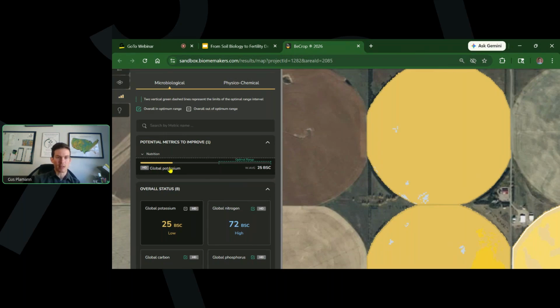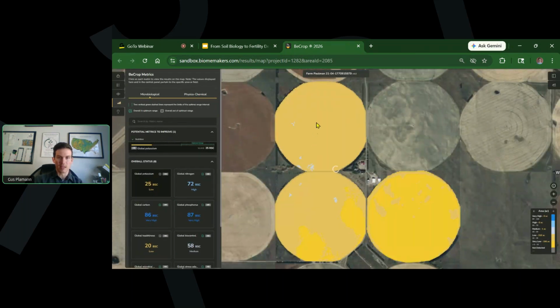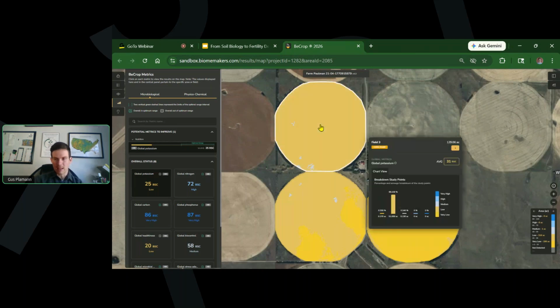So in this case, what stands out is the global potassium index. So again, that's looking at the overall microbial ability to cycle and unlock potassium, and that scored 25 out of 100. So sort of in that lower tier of the Biomaker's database with a score of 25. And when we look at the field, we can also see sort of the variability here, and click on each field to get an idea of what the score is. So they're all in the yellow, they're all in the very low to low range, with a few little blue specks here that I think are in the medium range.